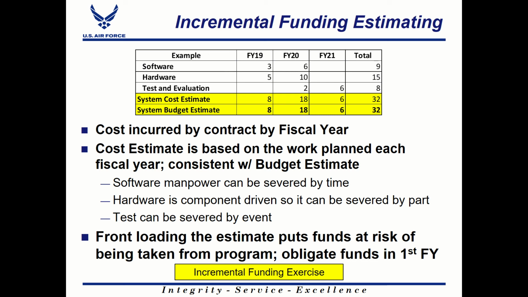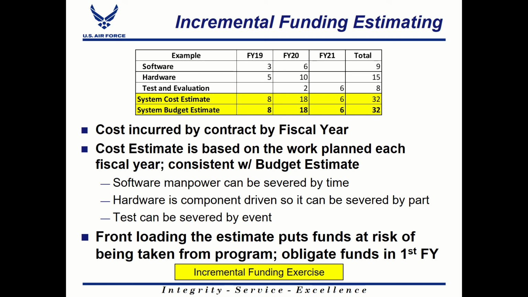So there's easy ways to look at those types of activities and cut them off within a fiscal year in order to say, these things are happening in this fiscal year and these things are happening in the next fiscal year, so that you can sever them with funding.